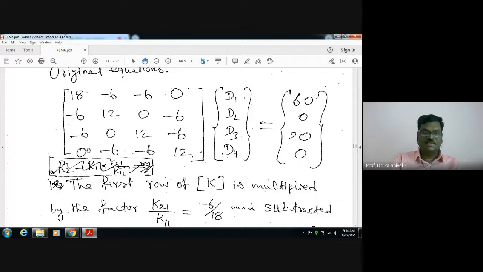D1 already is not there because the coefficient is 0 here. Only in these 2 equations it is required to be eliminated. Suppose some number is there here. How do you eliminate it? What is this? K41, isn't it? K41 by K11. You have to multiply row 1 by K41 by K11 and subtract it from row 4. That way you can make it 0.